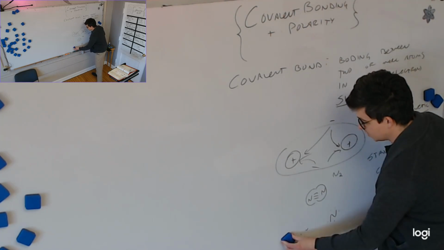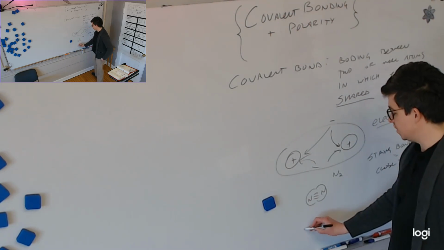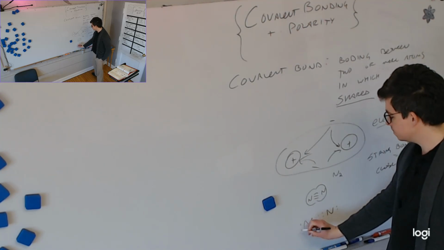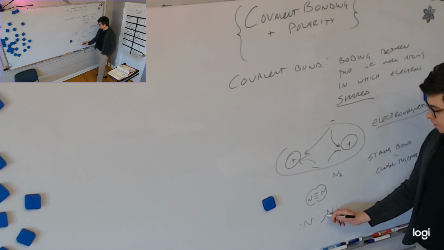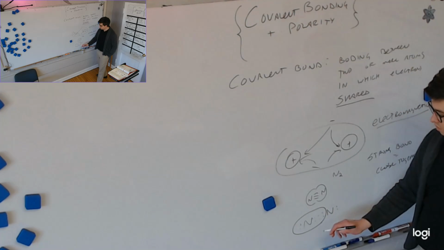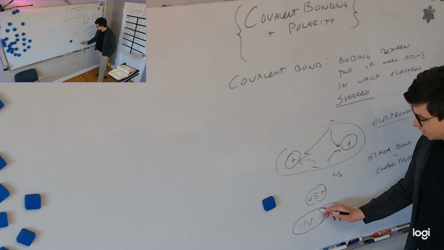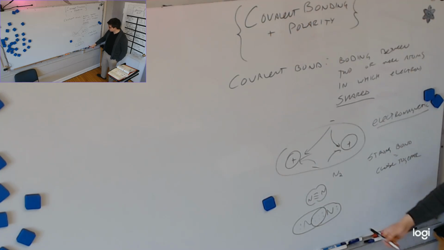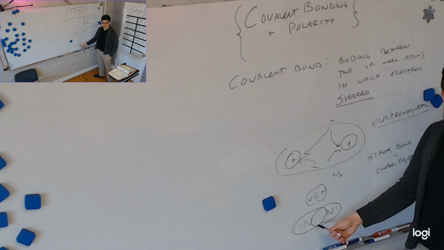So if each one of them is sharing 3 with the other, we end up with this arrangement. So this one has altogether how many? 1, 2, 3, 4, 5, 6, 7, 8. This one has altogether how many? 8. So how many are they sharing? 6. They're sharing 6. And so that's N2, and that's what we call a triple bond.